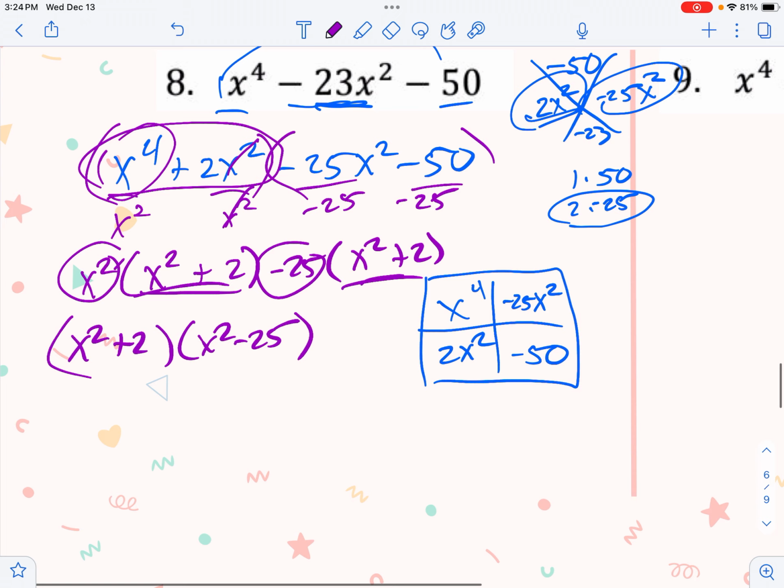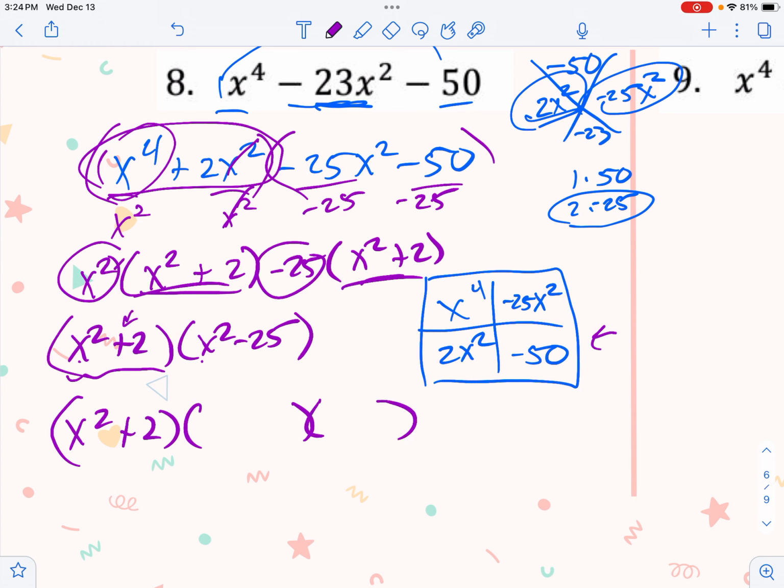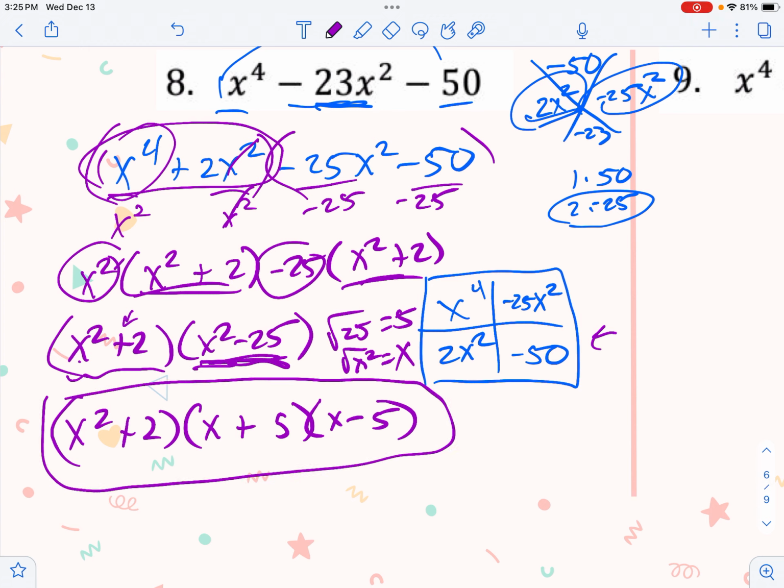Okay. Before I go to the box method, I want to show you something. X squared and x squared are both perfect squares. Here I'm adding those, and 2 isn't a perfect square, so I couldn't factor this one again. So I'm just going to leave this as x squared plus 2. But guess what? 25 is a perfect square. Square root of 25 is 5. Square root of x squared is x. So I can do x and x, 5 and 5, plus and minus, because this is a difference of perfect squares. And this is completely factored.